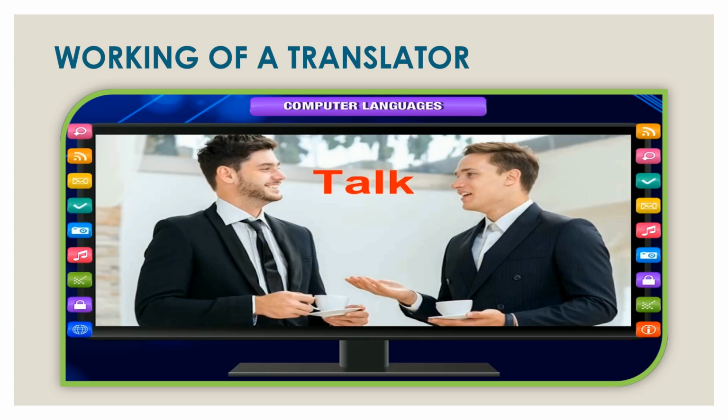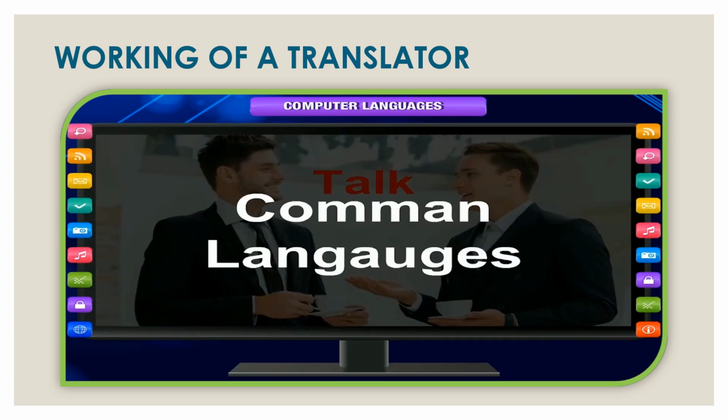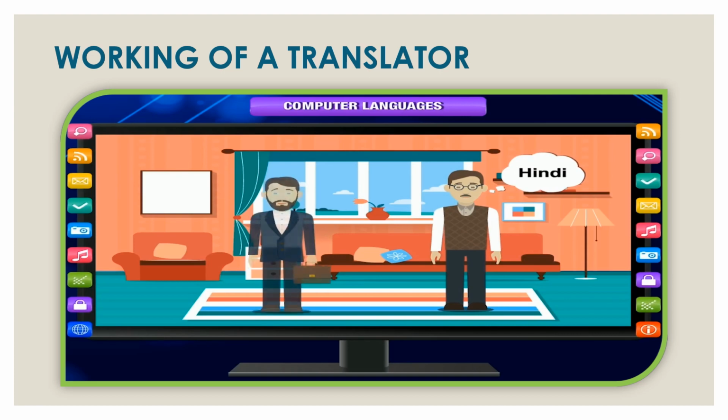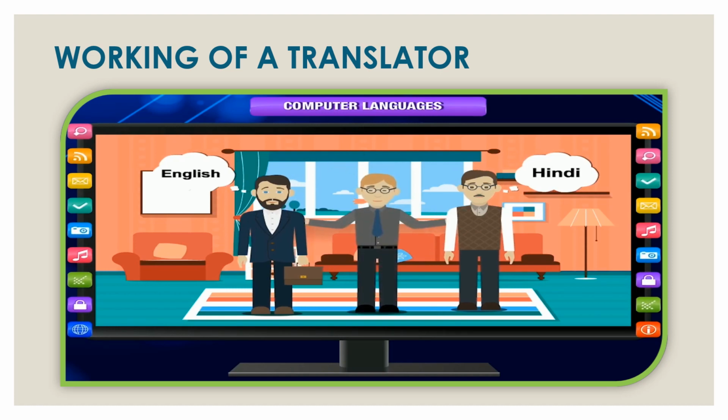In order to communicate with some other person, we need a common language so that both of the persons can understand each other. If one person speaks Hindi and the other speaks English, then both of them cannot understand each other's language. Then how will they communicate with each other? They need an interpreter or translator who can interpret each other's language for both of them.